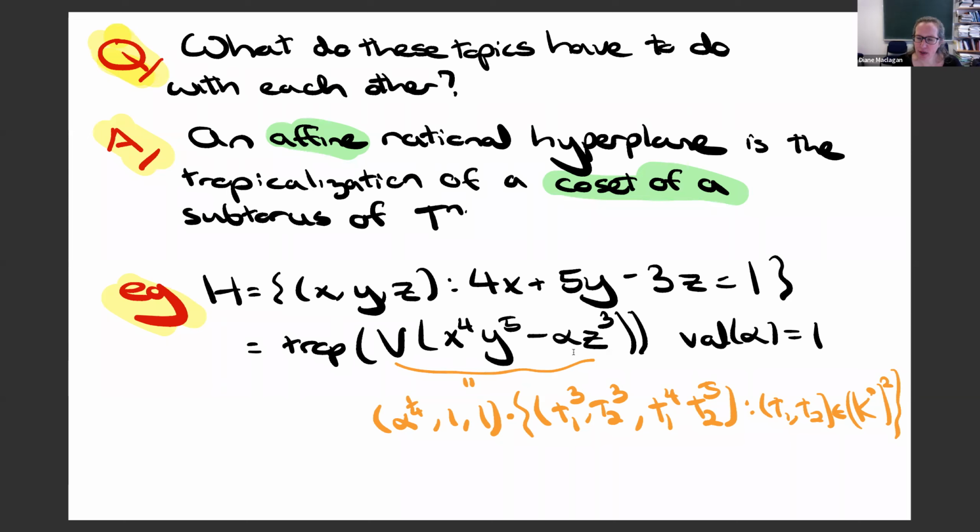With alpha equals 1, we're just taking a coset, and I just chose one. You could write this many different ways, but I'm taking the coset where I multiply this by the fourth root of alpha, 1, 1. So the idea again is affine rational hyperplanes are tropicalizations of cosets of a torus. Roughly, we want to think about the tropical Bertini theorem as a tropicalization of this Bertini theorem for the torus.